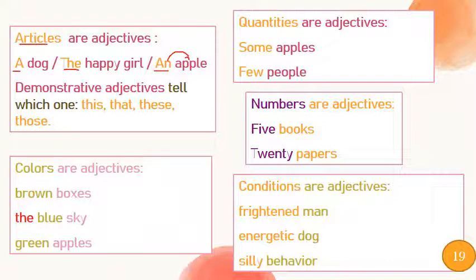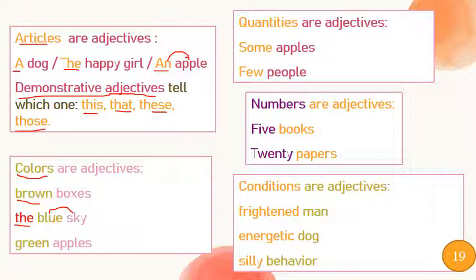Also demonstrative adjectives that tell which one. What are demonstrative adjectives? Like this, that, these, those. You might say, wow, these are adjectives. Yes, because when you say this girl, I'm describing this girl. I'm telling which one. So it's an adjective. It's describing a noun. Adjectives also could be colors. Yes, colors, since colors describe nouns. Brown boxes. The blue sky. Notice here that I have also the. So yes, we can find more than one adjective after each other.